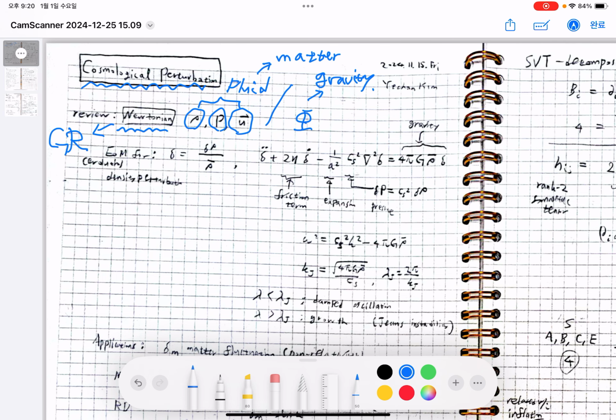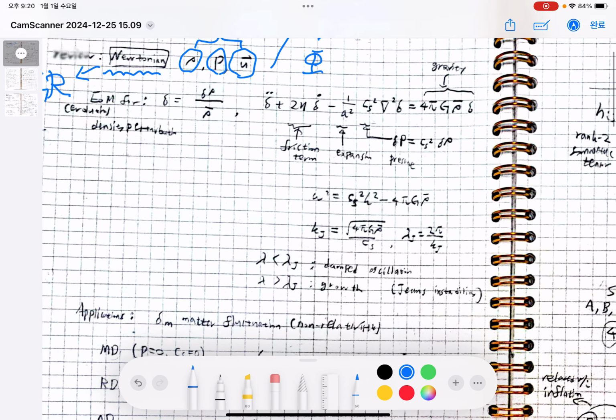So let's review Newtonian gravity for a moment. We define the density perturbation delta as the ratio of the fluctuations over the background, and that density perturbation satisfies the following equation of motion, so we can determine the evolution of delta. It's the typical form of a harmonic oscillator, but there is a friction term from the expansion effect because we consider an expanding universe. We define the speed of sound, which is the coefficient between the pressure fluctuations and energy density fluctuation, and on the right-hand side there's a gravitational potential term.